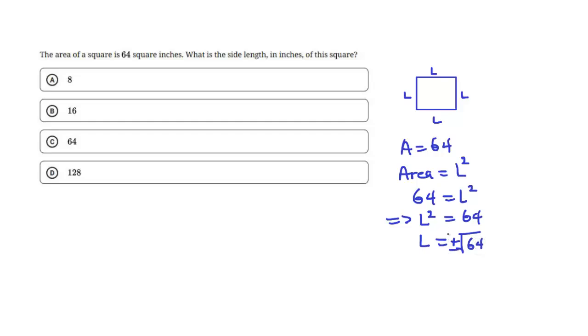However, the length of a square cannot be negative, which is what? Plus or minus what? 8. So we discard the negative. So L in this case is what? 8. So therefore, the length of a side in this case is 8. So the correct option to this problem is option A.